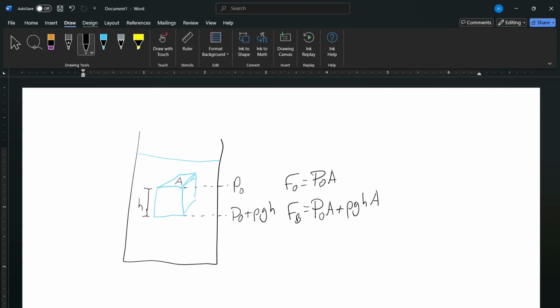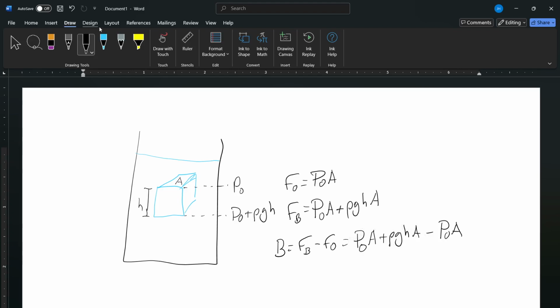And so I can find what is the net force from the water, so not net force from everything like gravity, but net force from the water upward, and we call that the buoyant force. That's just going to be equal to FB, which holds it up, minus F0, which is at the top, and so that's going to be P0A plus rho GHA minus P0A, okay? So again, this term right here is at the top, and then this term right here is at the bottom.